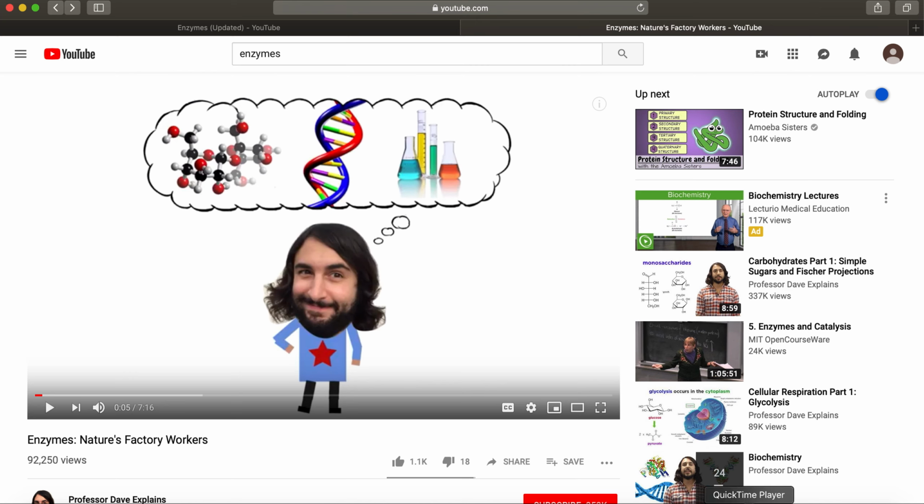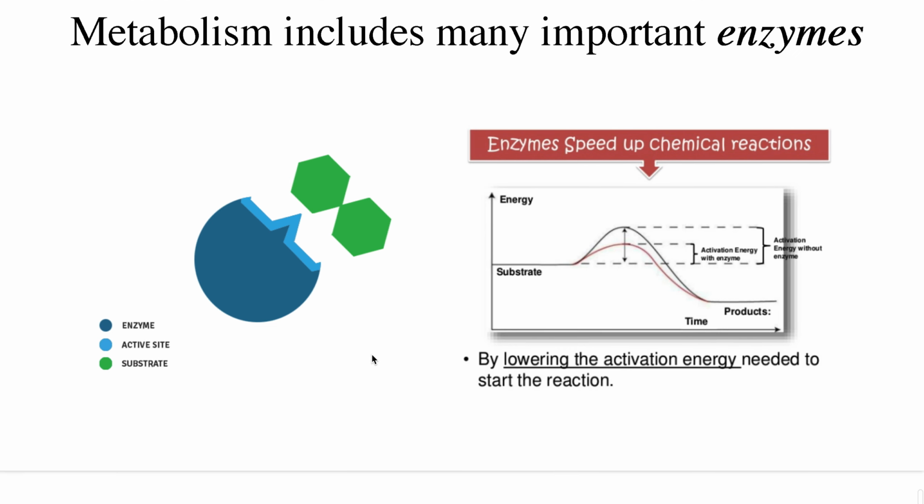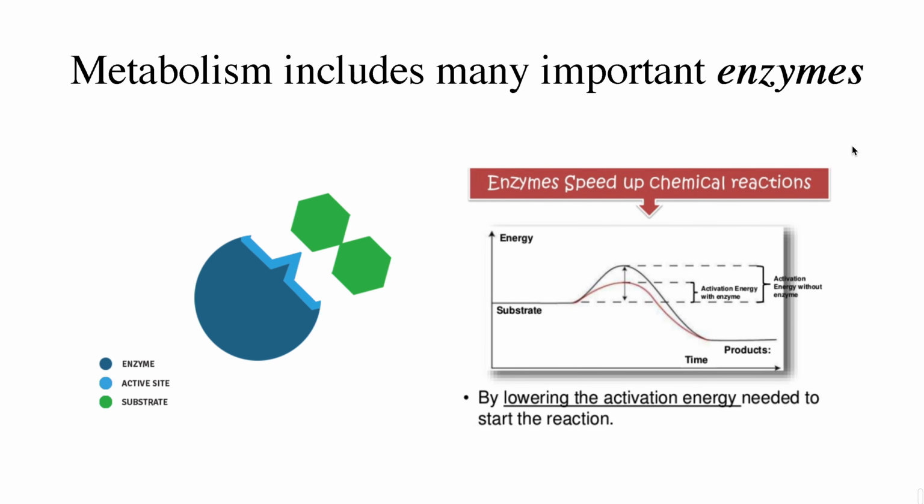Now, if we talk about enzymes, I'll just go to my PowerPoint slides here. So we talked about metabolism, and metabolism has many important enzymes in it. So what is an enzyme? So we say an enzyme is something that speeds up chemical reactions.